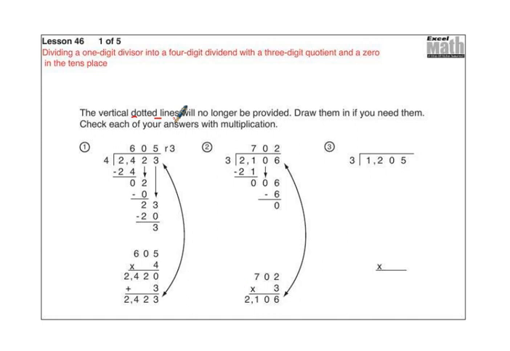The vertical dotted lines will no longer be provided. You're going to have to do these division problems and keep everything lined up without those little lines in there. Draw them if you need them. Hopefully you won't. Check each of your answers with multiplication. Let's take a look at these first couple of sample problems together. Stay with me. Go through this so that you don't mess up on these types of problems. Some kids really have a tricky time with this.